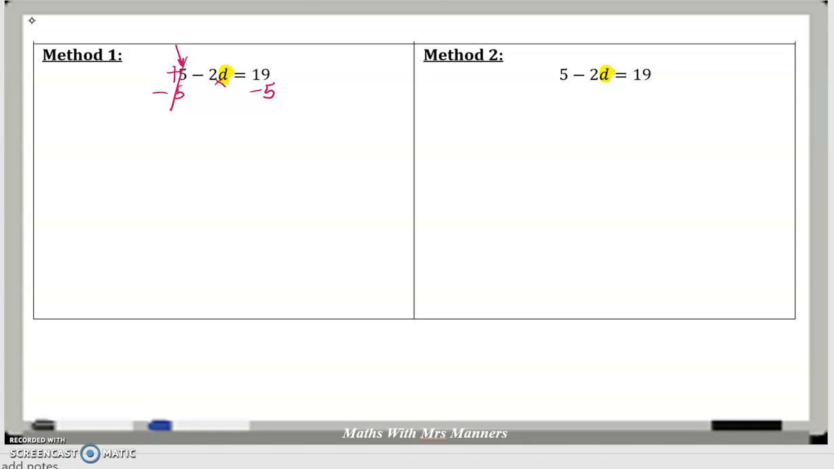What I'm left with is minus 2d. There's the first place where students make errors: they forget the minus sign. So please don't forget there's a minus sign in front of the 2d. Then on the right-hand side, 19 minus 5 is 14. So that's my first set of inverse operations. That means it's one step. Now let's do the second step.